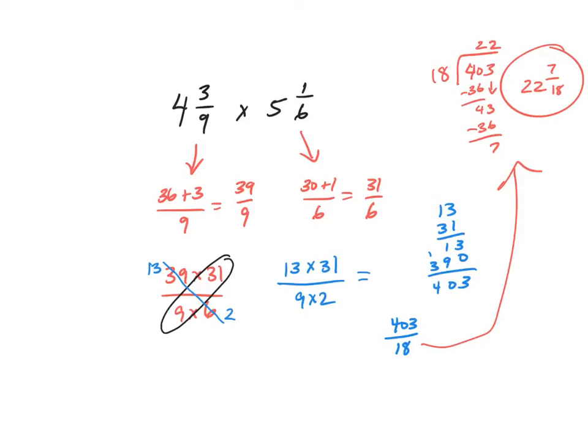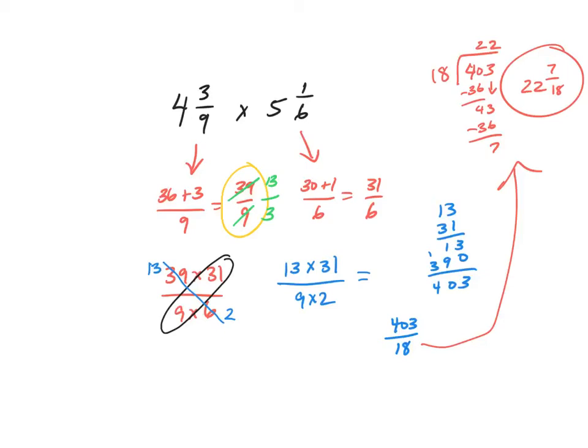I do want to point out that if I look back at my original fraction here, 39 over 9, I could have simplified this fraction before I even began. 39 and 9 both share a common factor of 3. So if I had simplified before I began, this would have been 13, and this would have been 3.